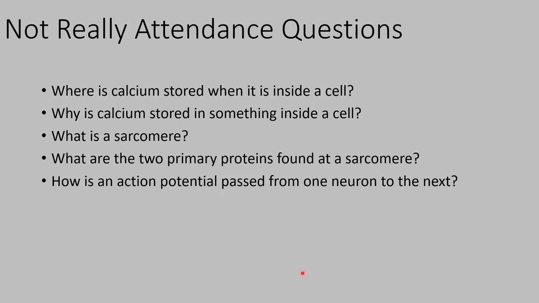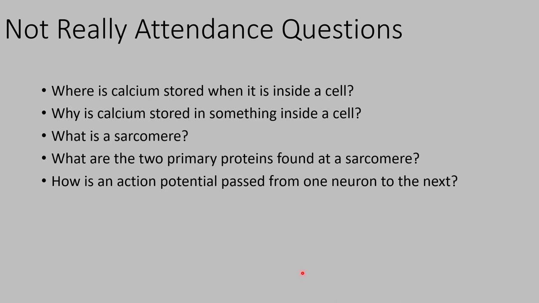Okay, hopefully you've done that. Let's take a look to see what the correct answers are. First, where is calcium stored when it is inside a cell? Remember, calcium, when it is inside a cell, which typically it's not, but when it is, it's not just free-floating. It must be stored inside the smooth endoplasmic reticulum. But since we're talking about muscles, remember muscles and nerves, both, we like to use different terminology when we're talking about those cell types. So, in a muscle cell, a myocyte, instead of the smooth endoplasmic reticulum, we call it a sarcoplasmic reticulum.